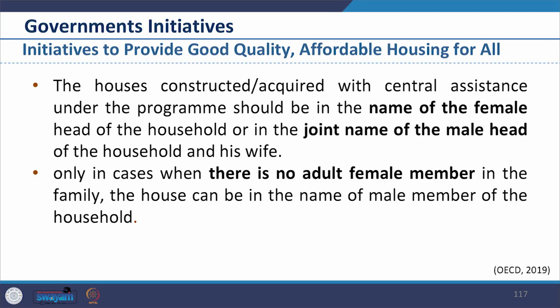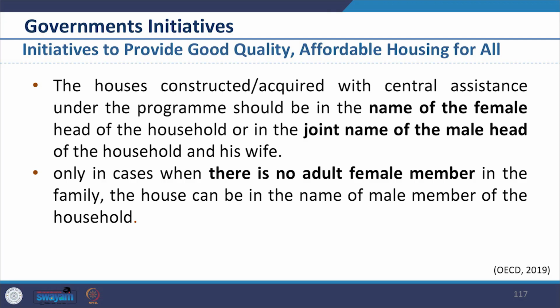on. The houses constructed or acquired with central assistance under the program should be in the name of the female head of the household or in the joint name of the male head of the household and his wife, and only in cases when there is no adult female member in the family, the house can be in the name of a male member of the household. We can see, like we had seen earlier regarding gender inequality in adequate housing, that this particular initiative also addresses the gender inequality in accessing adequate housing.